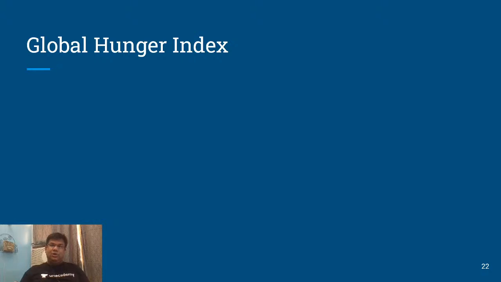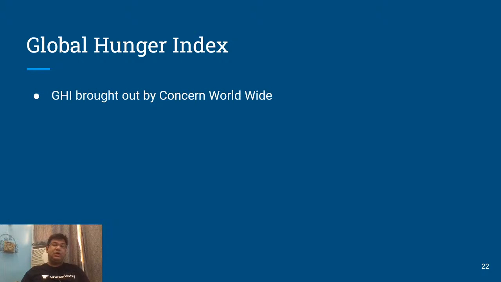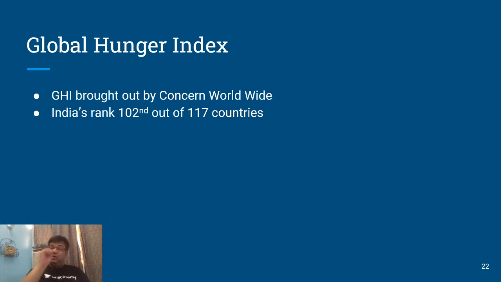Now, there's something called the Global Hunger Index, which is brought out by this body called Concern Worldwide. As the name suggests, it tracks the hunger levels of people worldwide. And India's rank this year, fewer countries have participated, with slightly older data, is 102nd out of 117 countries. This is actually very embarrassing. We are 16 from the bottom. But more importantly, these are 117 countries which are likely to have hunger.